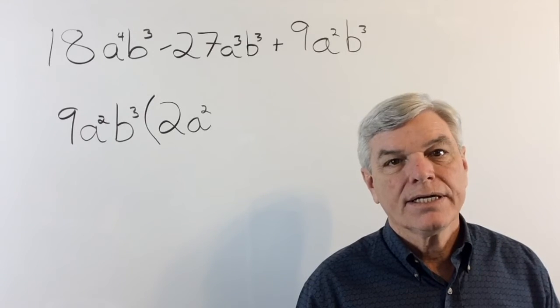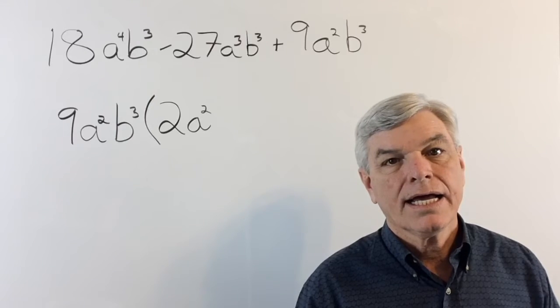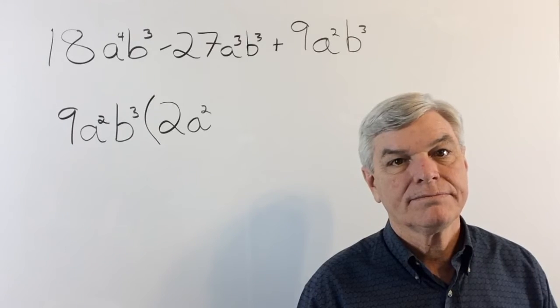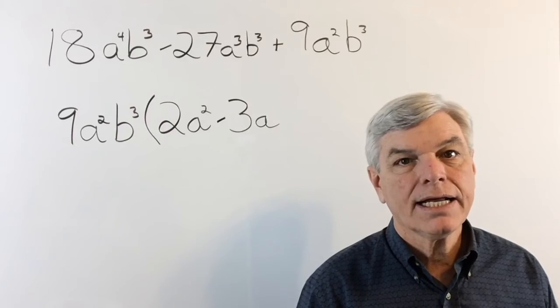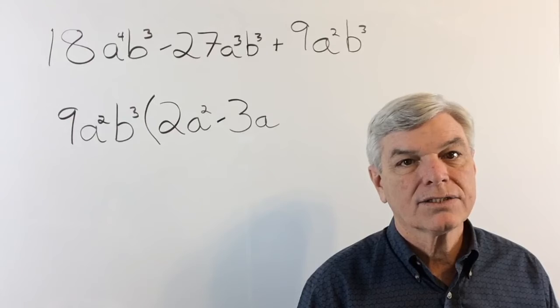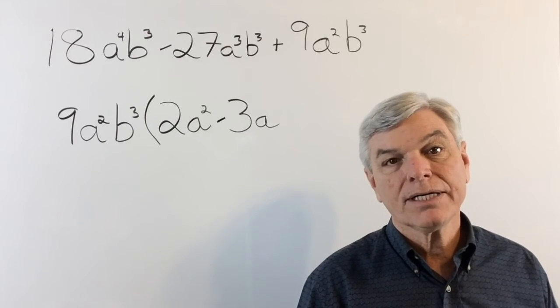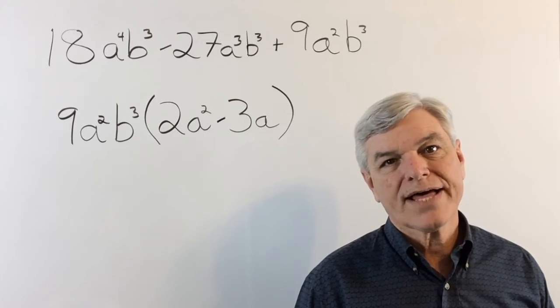A cubed divided by a squared is going to be a. And b cubed divided by b cubed is going to leave us nothing else. That eliminates that b on that term. Okay, and on the third term, 9 divided by 9 is 1, so that 9 is eliminated. And a squared divided by a squared is 1, so a squared is eliminated. And b cubed over b cubed eliminates that b cubed. So there's nothing left of that third term.